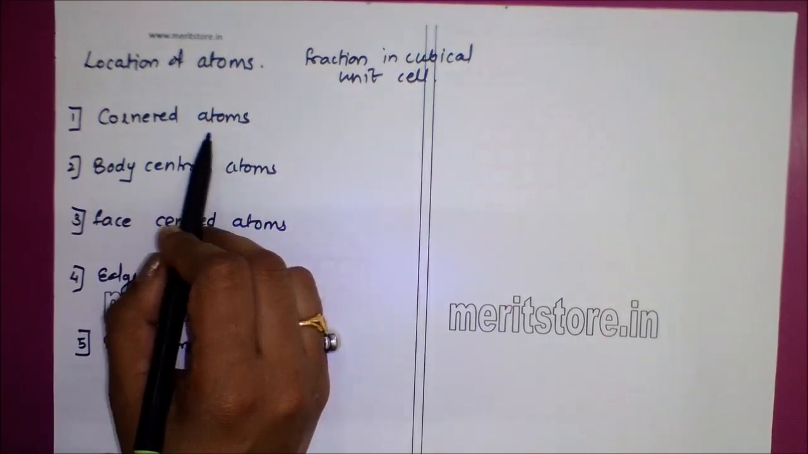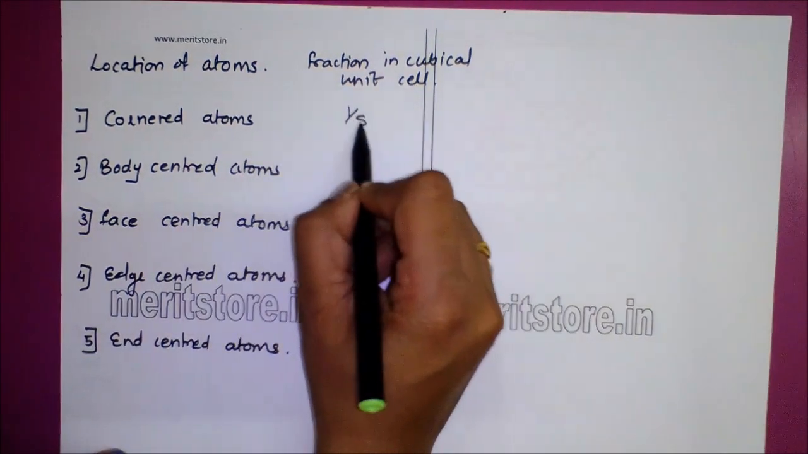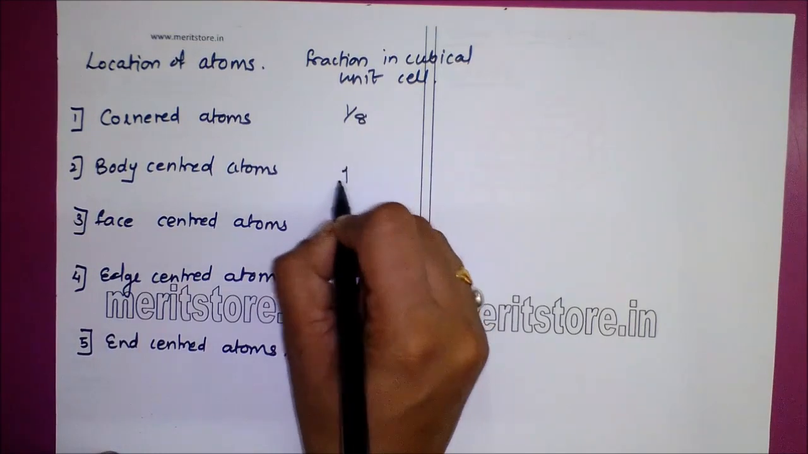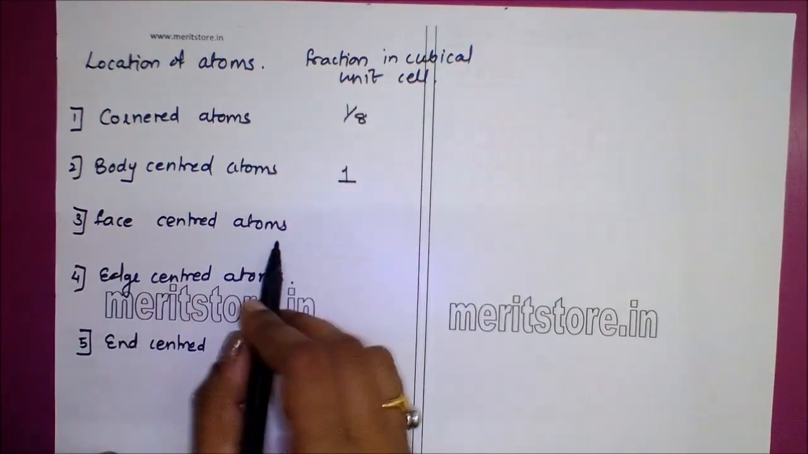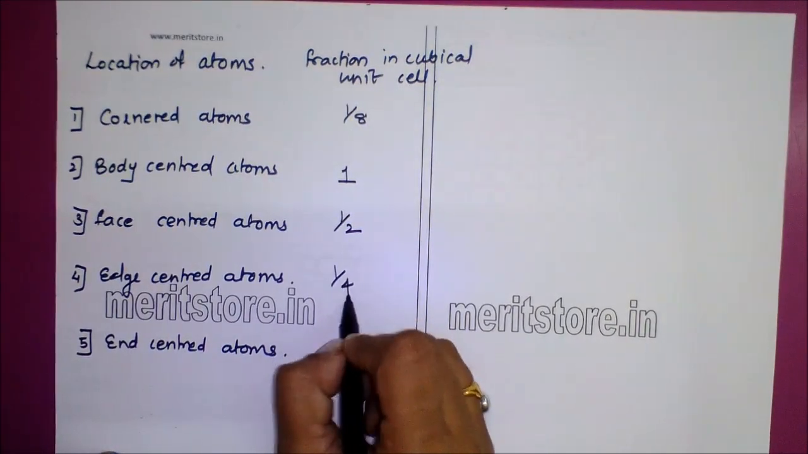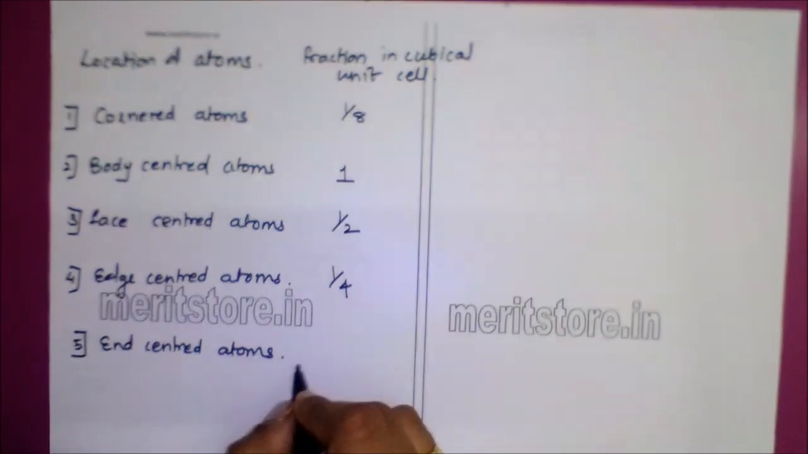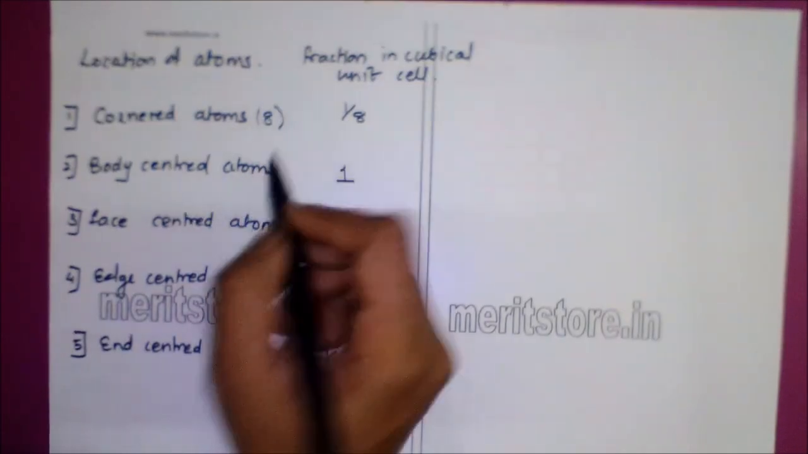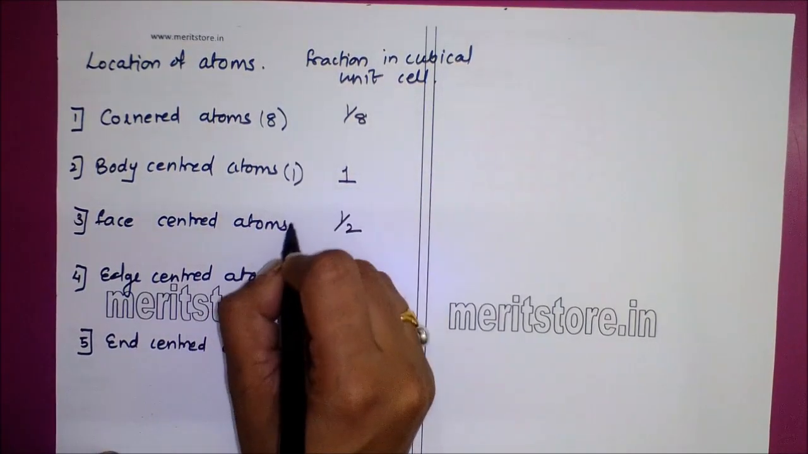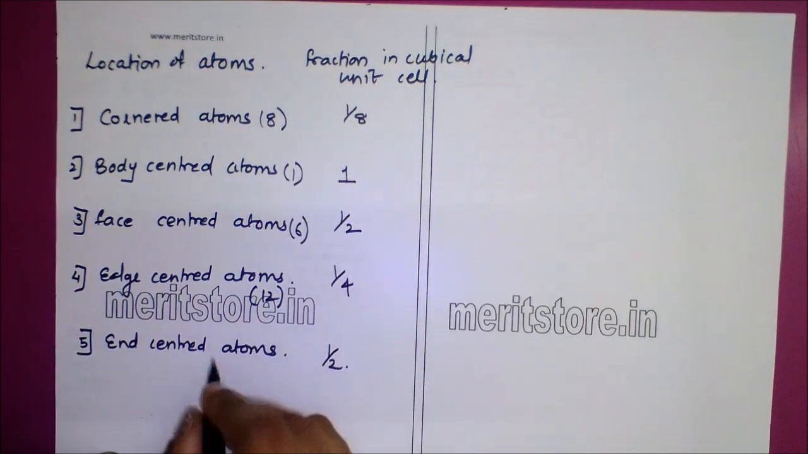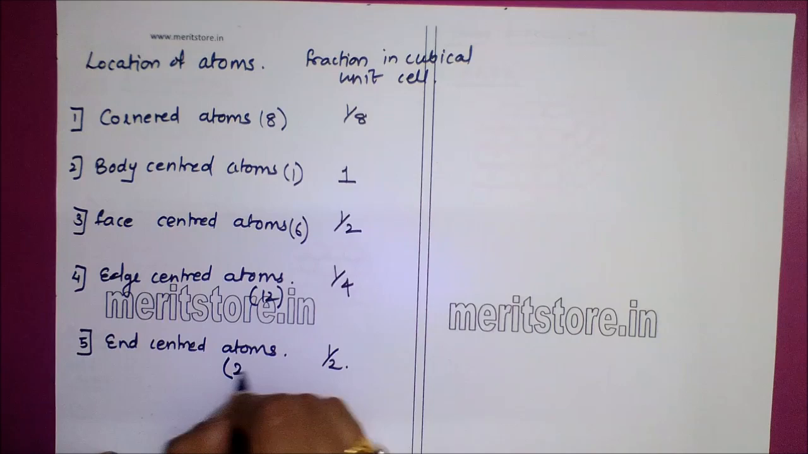If we have corner atoms, each always contributes 1/8 to the cubical unit cell. A body center atom contributes the entire atom. A face center contributes half. An edge center contributes 1/4 and an end center contributes again half. Corner atoms we generally have 8. Body center is always 1. Face center is always 6. Edge center we have a total of 12, and in case of end center we have 2.